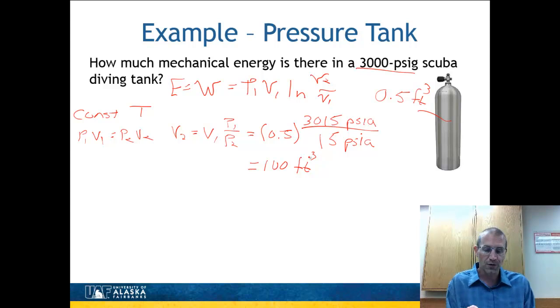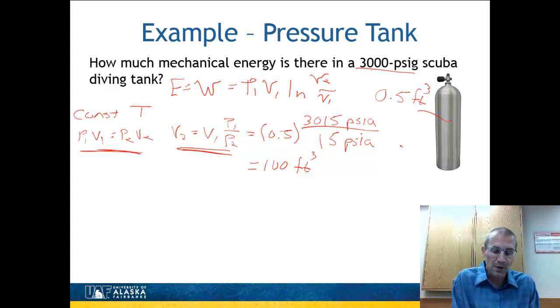Now I should pause here for a moment and notice I changed the gauge pressure to absolute pressure. You may wonder why. The reason is that this relation is from the ideal gas law, and those need to be absolute pressures. It also becomes clear that if I used gauge pressure and put 0 in here, I would have had an undefined number. So my final volume is 100 cubic feet.